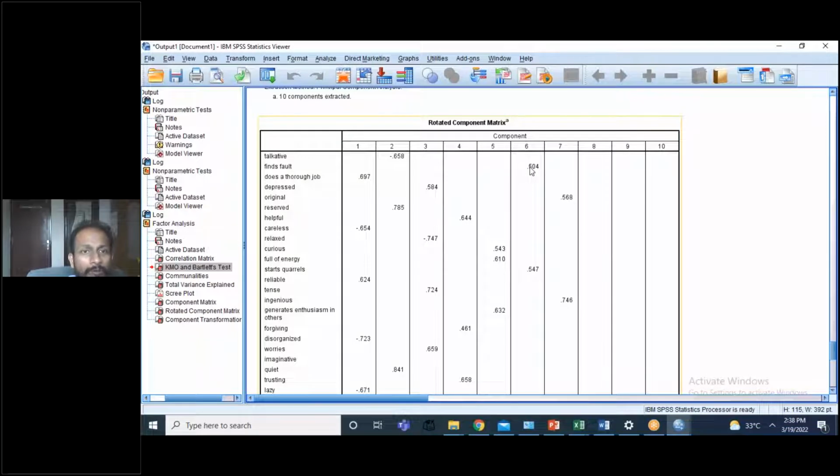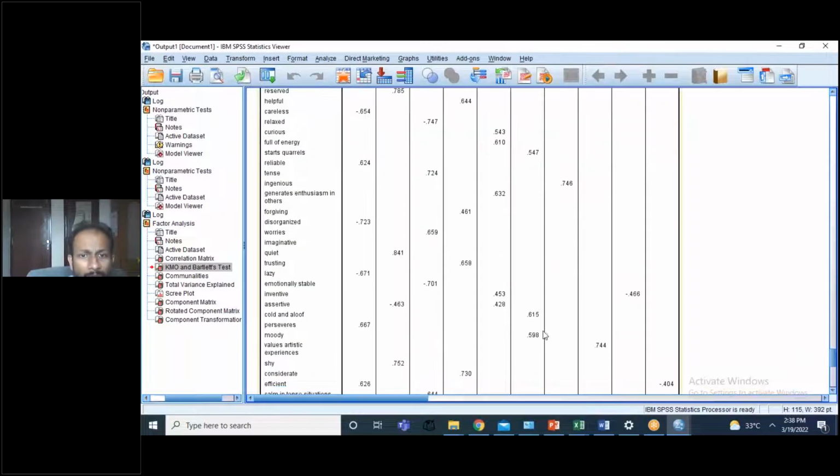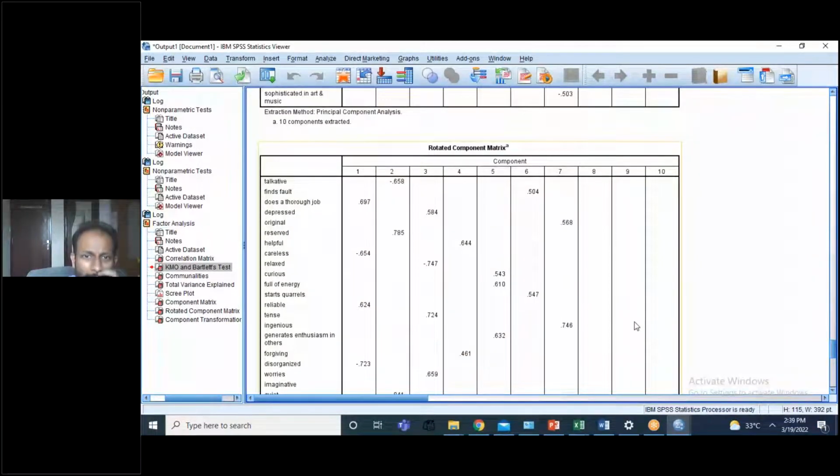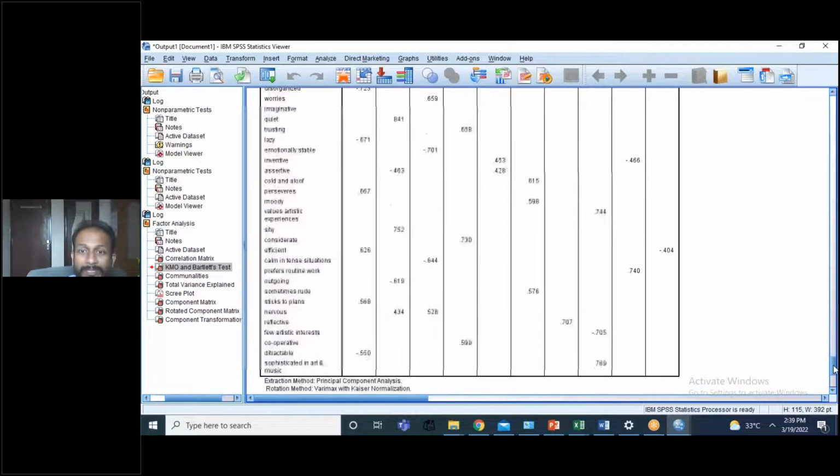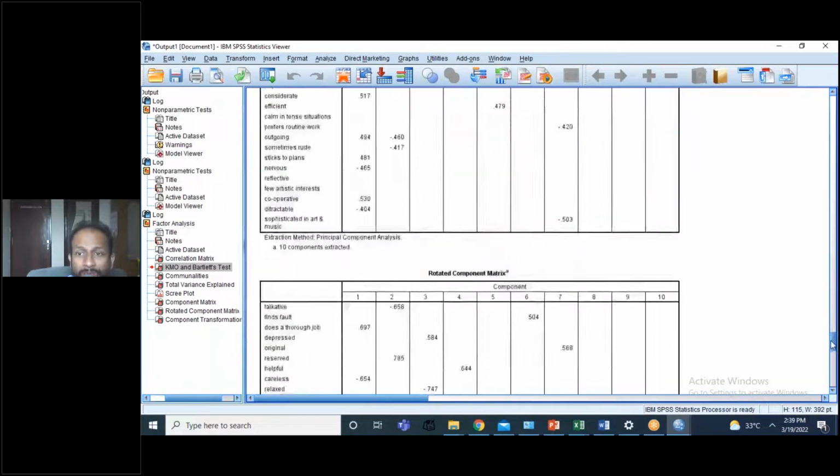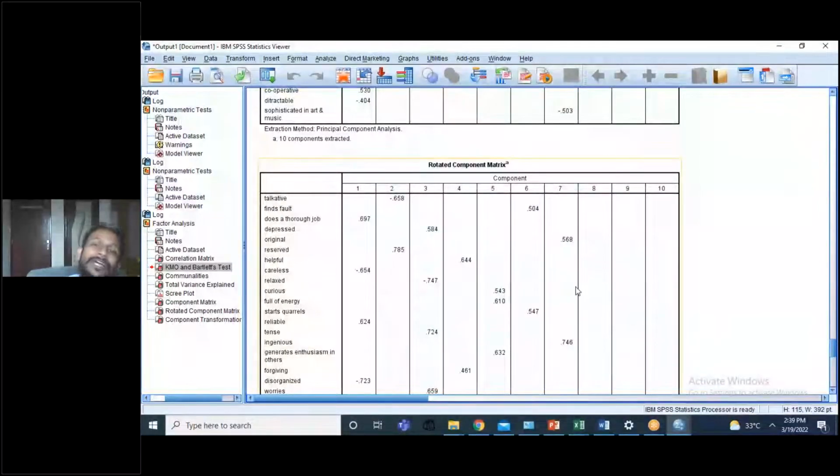Then 0.504, finds fault, okay? And here starts quarrels, then cold and aloof, moody. That means he is a fault-finder kind of person. This one you can name accordingly. And the seventh one, original, ingenious. That means he is a creative person, okay? A creative person. Reflective. So like this, you can give a name to each component.